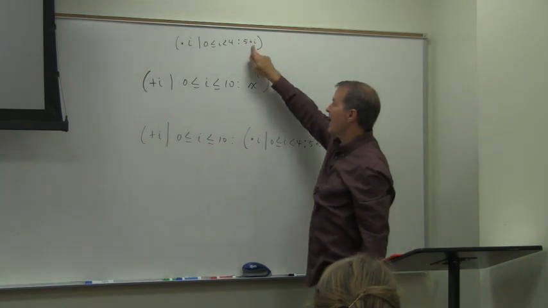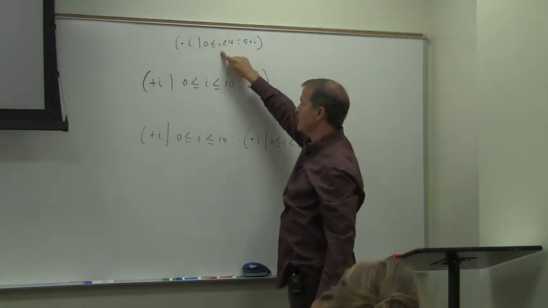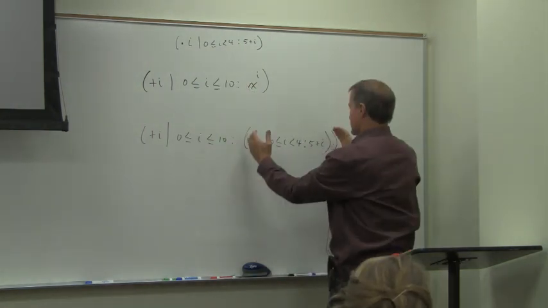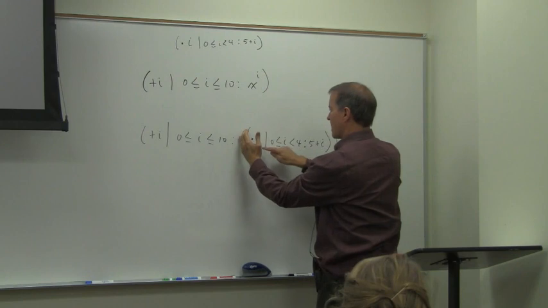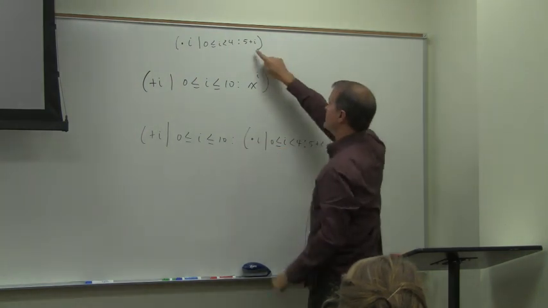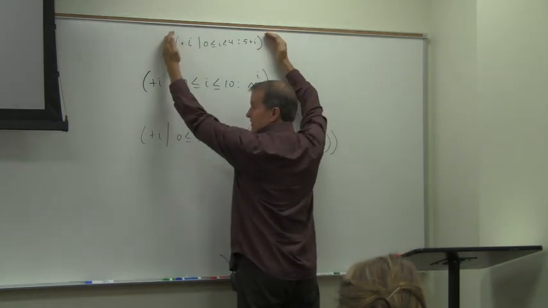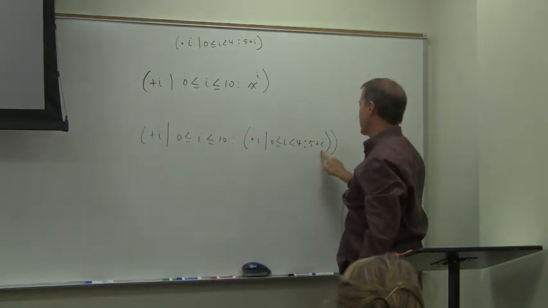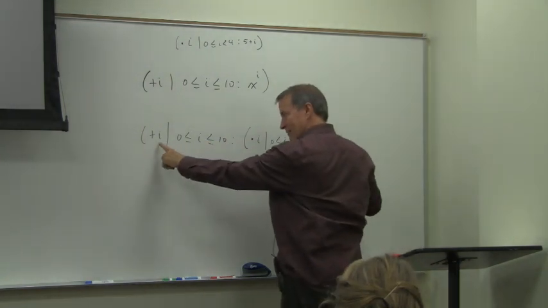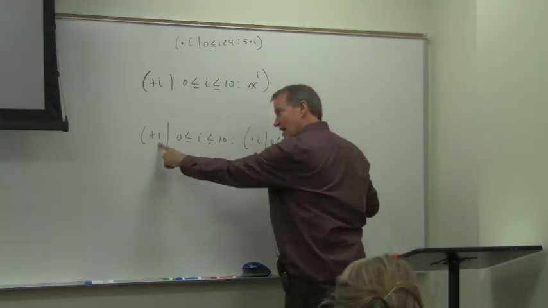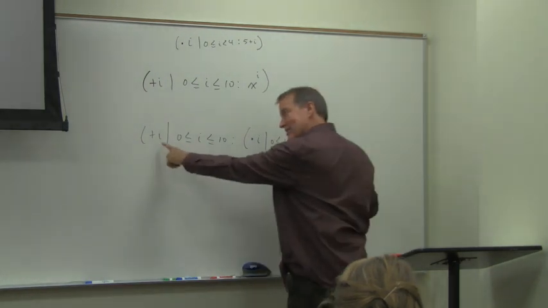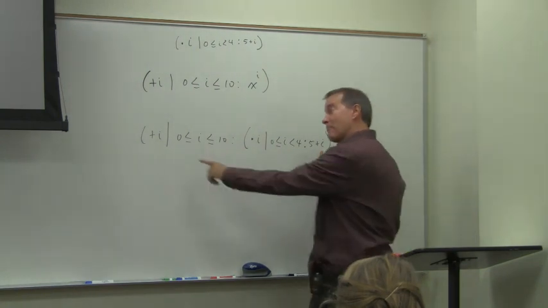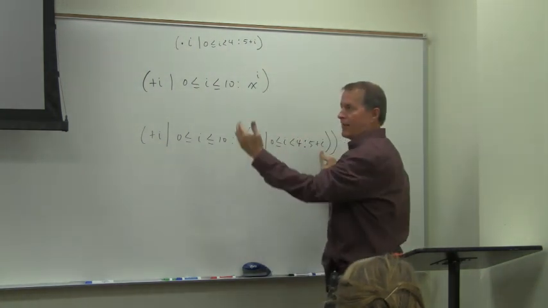This I and this I are bound to what? To this I, right? So this I and this I are still bound to this I. So this I is not free in this expression. Are you with me? Therefore, this I is not bound to this I. It is bound, but it's not bound to this I.